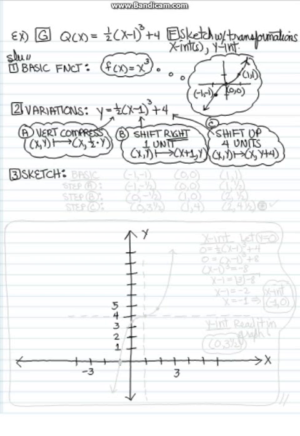Okay, now we're ready to do the sketch table. First, we're going to list the ordered pairs in the basic graph that we drew at the top. It has the ordered pairs negative 1, negative 1, 0, 0, and 1, 1.